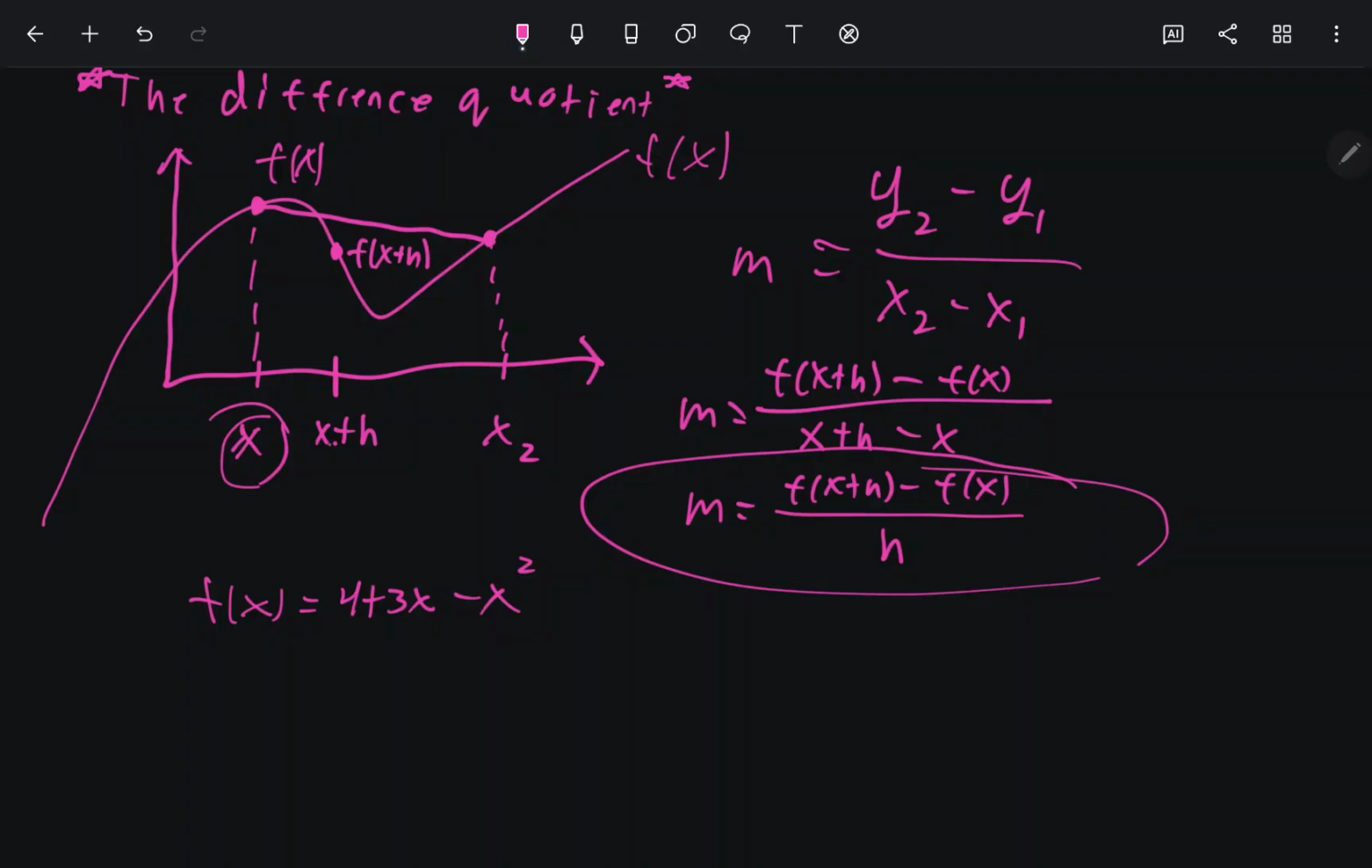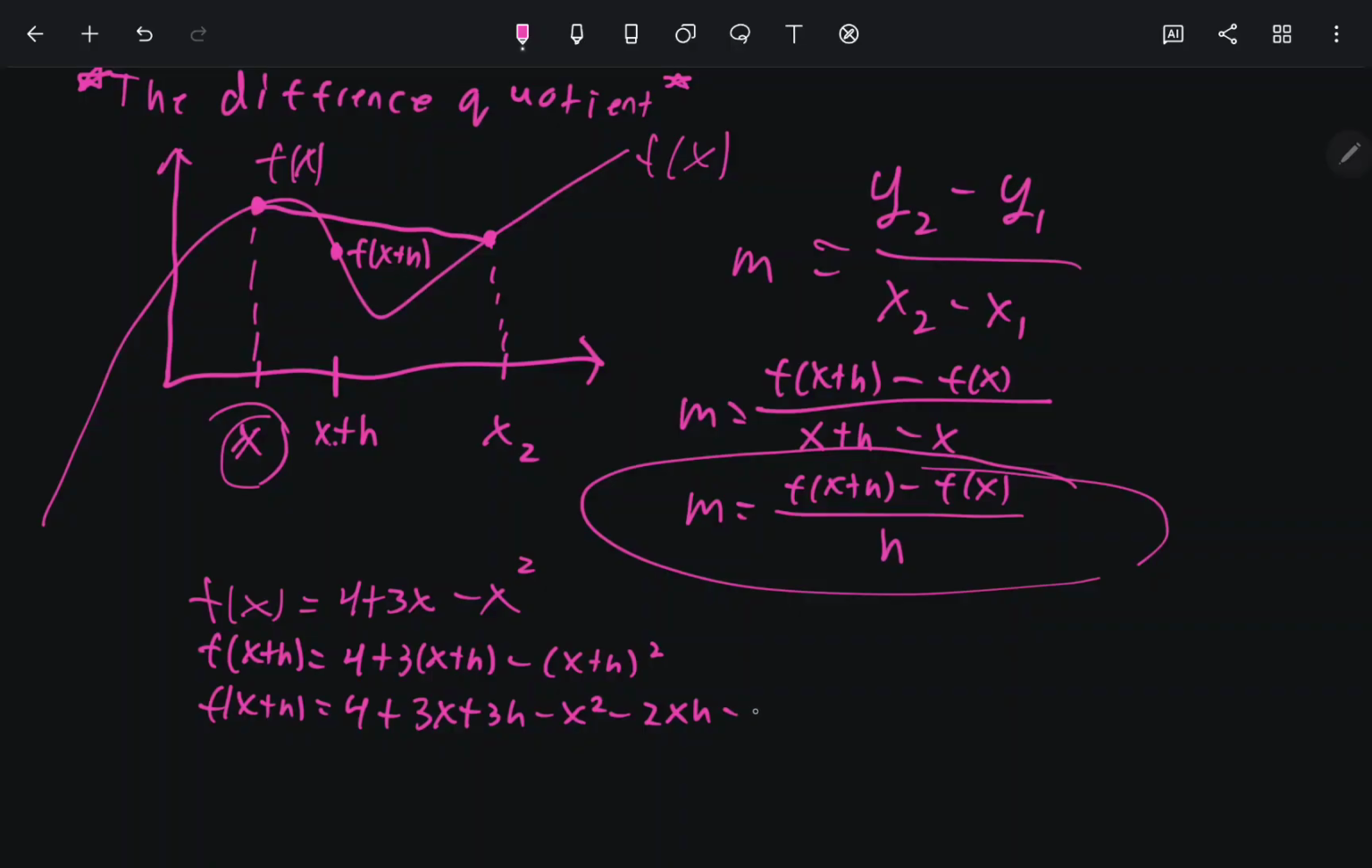How are we going to find our f of x plus h? A bit like earlier, we can just plug in x plus h for our x's. So we get 4 plus 3 times x plus h minus x plus h squared. So we're going to call this f of x plus h is going to be equal to 4 plus 3x plus 3h minus x squared minus 2xh minus h squared. And now let's plug this back into our original function.